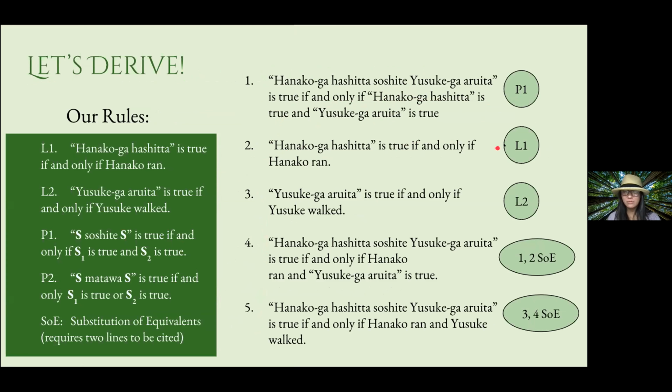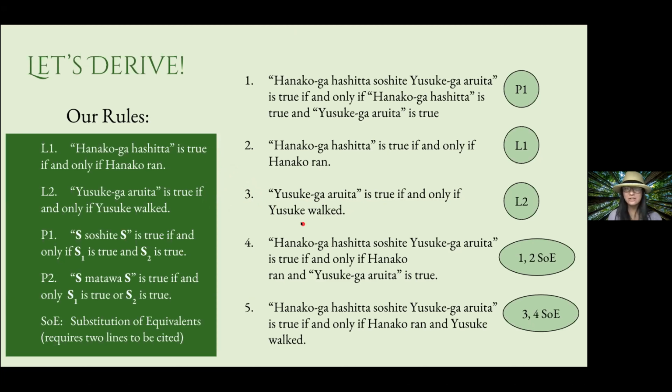Next, we're going to use the rule L1, which is our first lexical rule, to tell us that Hanako ga hashita is true if and only if Hanako ran. This is the verbatim quotation of this rule. Then, on our third line, we're going to use L2, copying it again verbatim. Yusuke ga arita is true if and only if Yusuke walked.